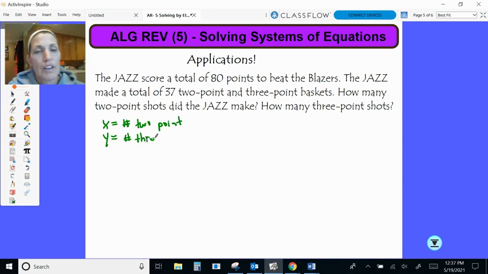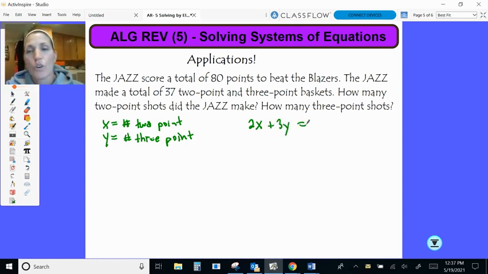3-pointers. There we go. Okay? 2-pointers. So we know we have a total of 80 points. So we know that if we take 2 points for every 2-point shot made, plus 3 points for every 3-point shot made, it's going to give us a total of 80 points. Okay. So we have 2 points times every 2-point shot made, plus 3 points for every 3-point shot made. Total of 80 points.